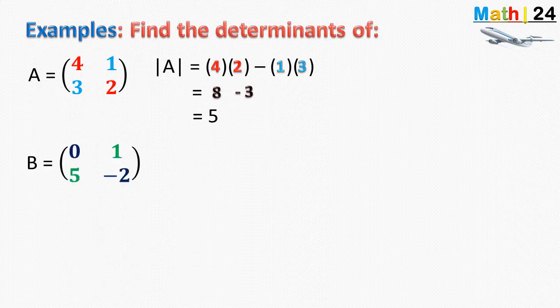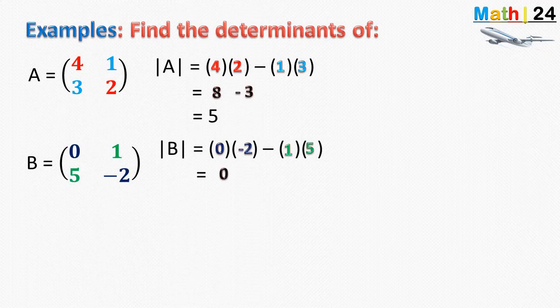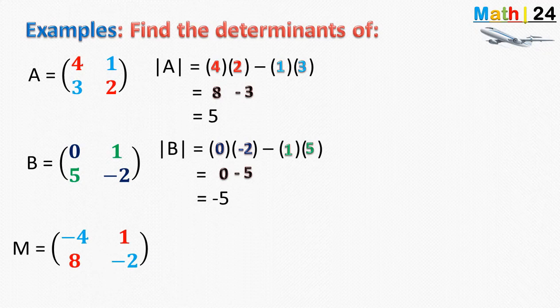Let us take another example, B. B has entries 0, 1, 5, minus 2. So the determinant of B will be given by the product of the leading diagonal, 0 times minus 2, minus 1 times 5. When you simplify, we have 0 minus 5, giving us minus 5. So the determinant of B is minus 5.